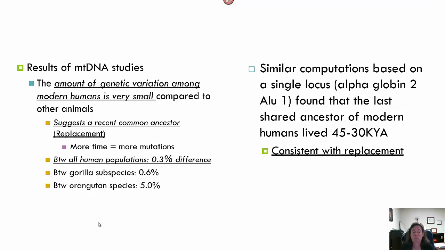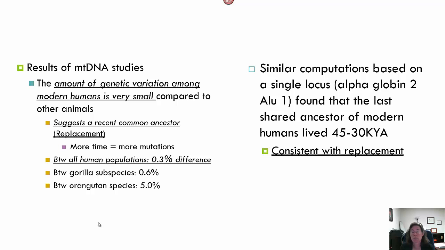In all human populations, the genetic difference is about 0.3%. In between gorilla subspecies, the average difference is 0.6. So gorilla subspecies have twice the amount of genetic variation as all human populations. Orangutan species have 5% genetic difference, and compare that to 0.3 in human populations.